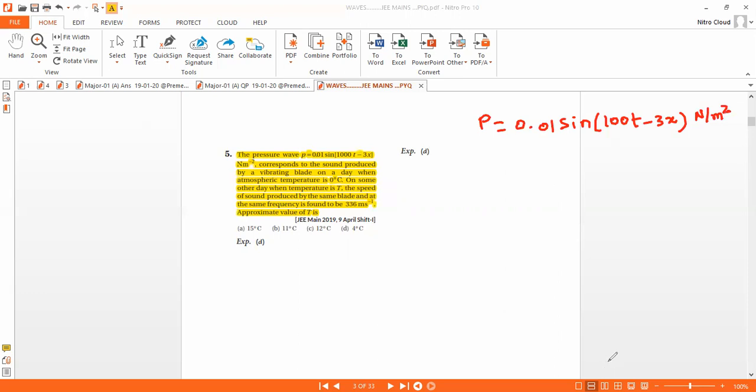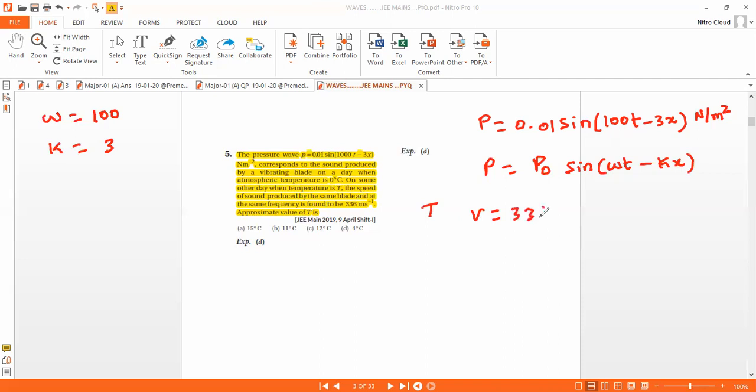The general equation will be P is equal to P naught sine of omega t minus kx. So by comparison, omega is equal to 100 and k is equal to 3. Initial temperature 0. On some other day when the temperature is T, the speed of sound is found to be 336 meter per second.